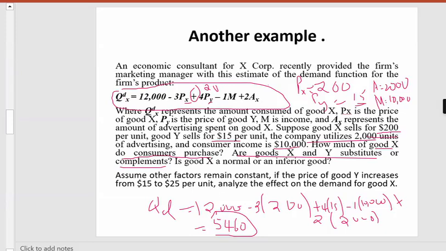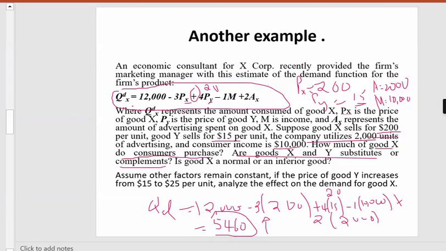Tumeona kwamba other factors remain constant. Tumeingiza hizi tukapata 5460, sawa? Now, if you increase PY, price of competitor, by 20, what do you expect demand? Will it increase or decrease? Increase. Yeah, demand itaongezeka, demand ya X.